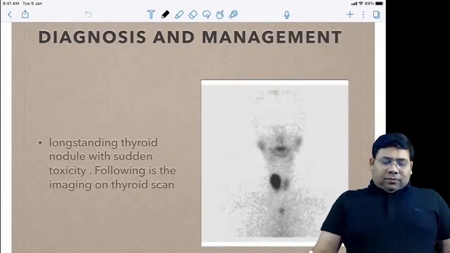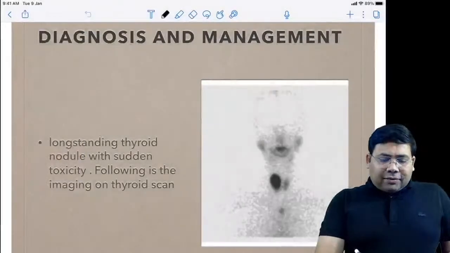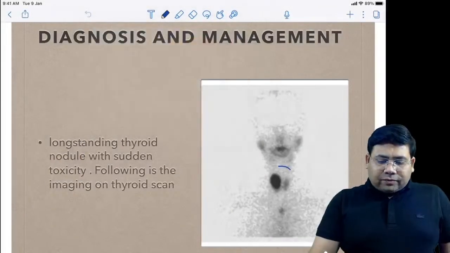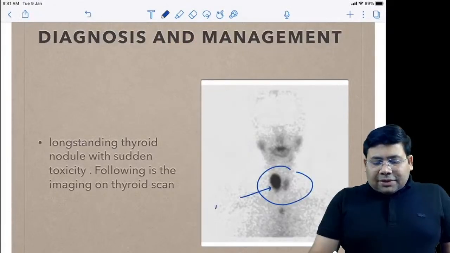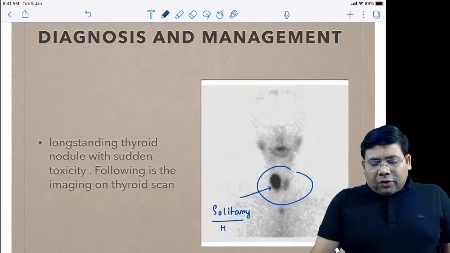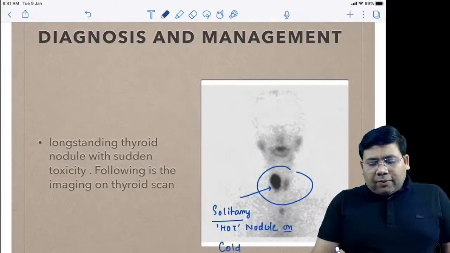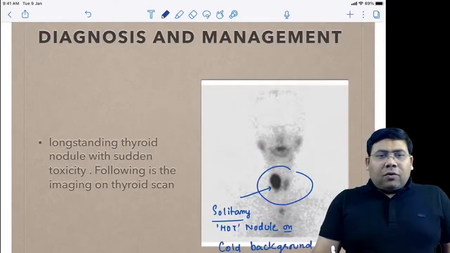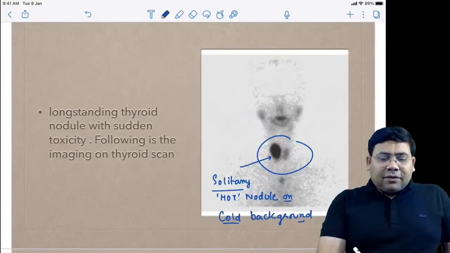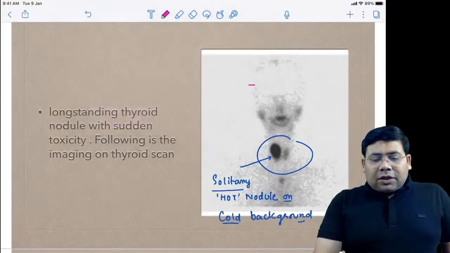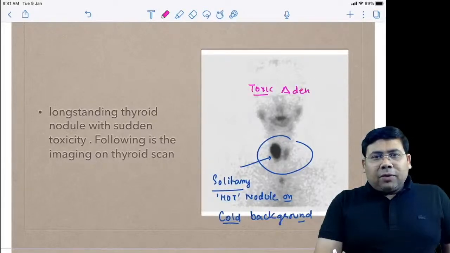On thyroid scan you get to see this kind of profile. That means this is a solitary hot nodule. Solitary hot nodule on what background? On cold background. So if we have a solitary hot nodule on a cold background, that means we are dealing with what? Toxic adenoma. So this is a case of toxic adenoma.